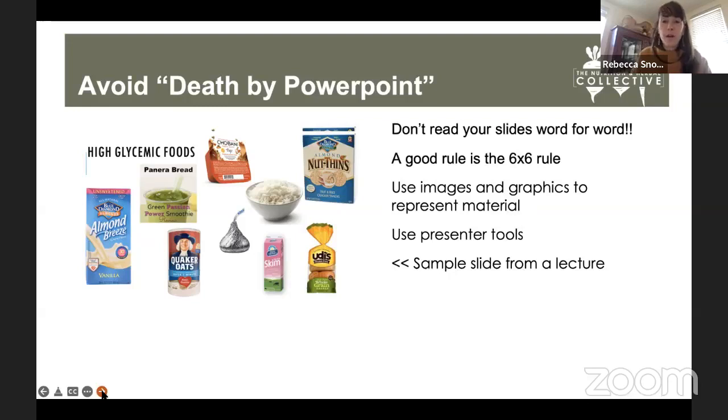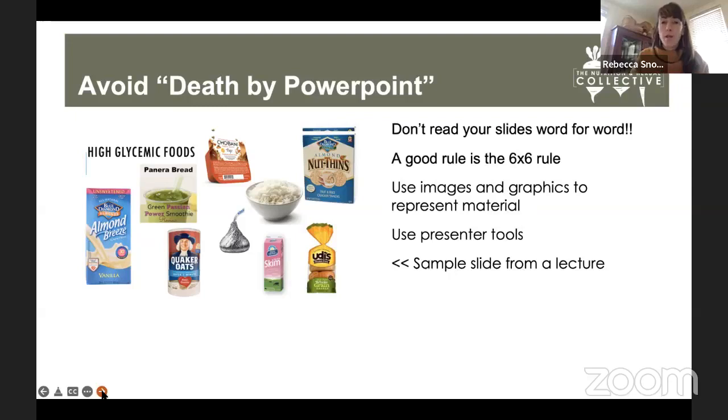A good rule of thumb is the 6x6 rule. So no more than 6 lines per slide, no more than 6 words per line. That can be difficult to do. We definitely don't want a lot of content on our slides because people are not going to be able to read the slide and listen to you at the same time.